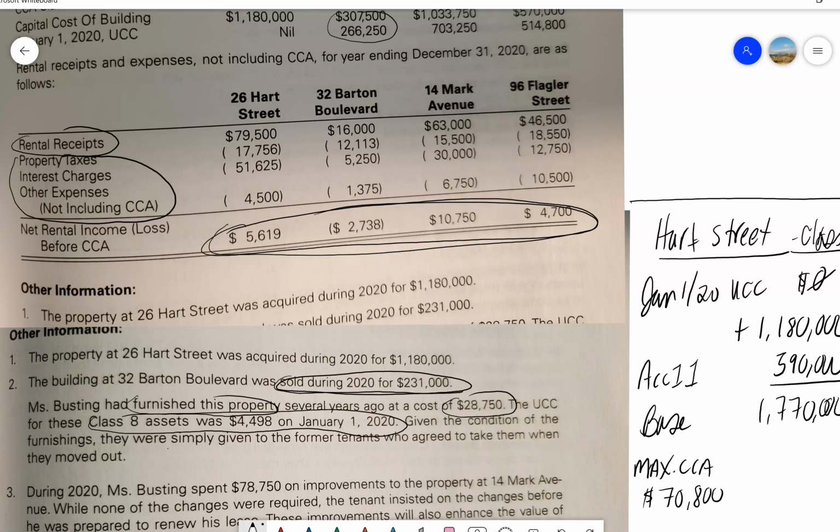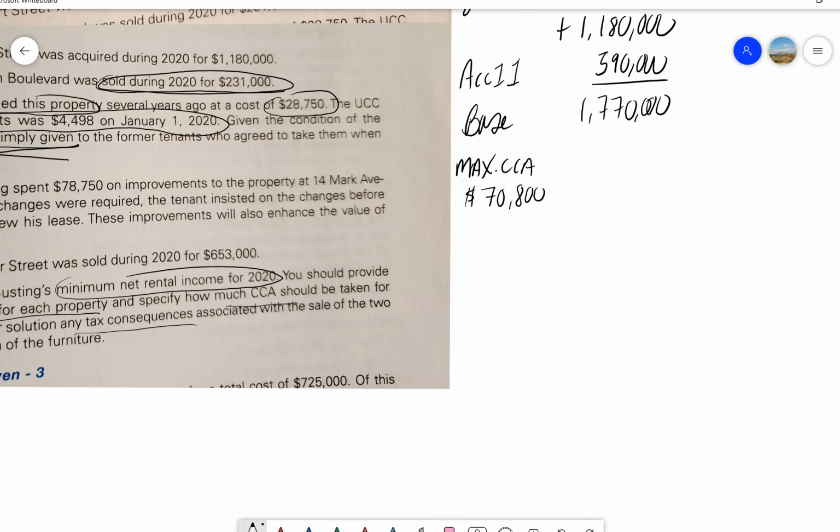Now, they simply gave the furniture away to the former tenants. And so this would be a disposition for tax purposes. Now, the proceeds of disposition would be zero. They got zero for giving these furnishings to the former tenants. So we have Class 1 building that was disposed of, and also Class 8 assets that were disposed of as well. So let's set this up, and let's put Barton Boulevard down here.